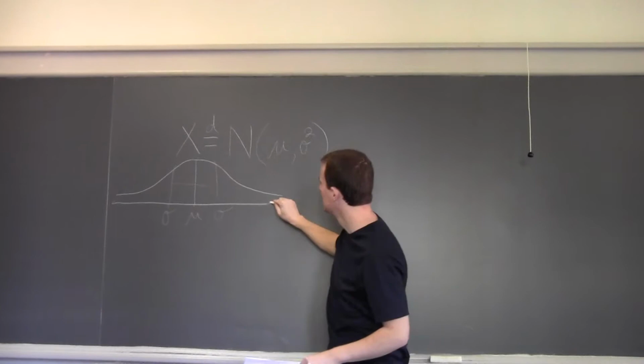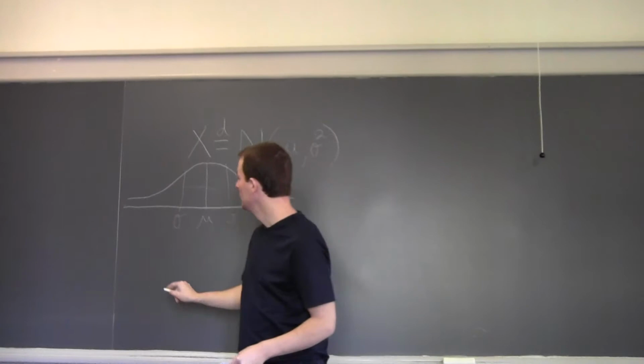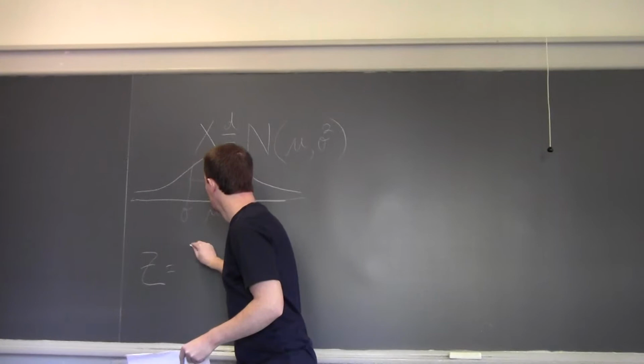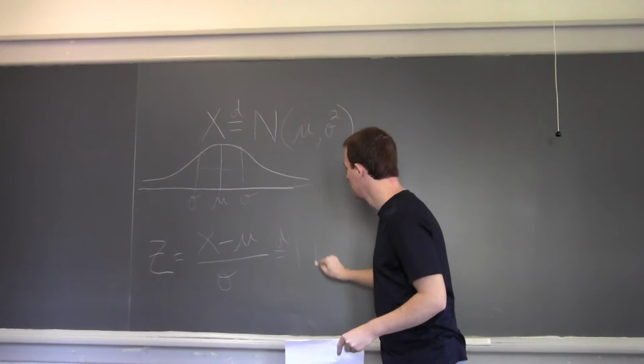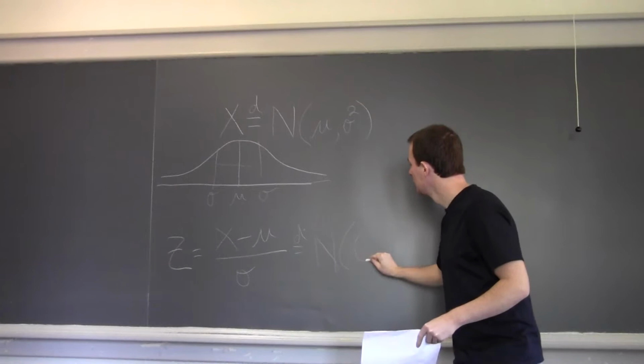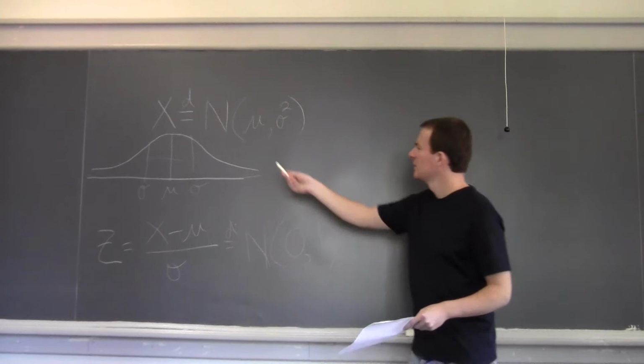One fact that we know is that we can transform this, define this as Z, very conveniently, and this is distributed normal 0, 1, mean 0, variance 1. So even if mu or sigma squared is unknown, this is always going to be normal 0, 1.